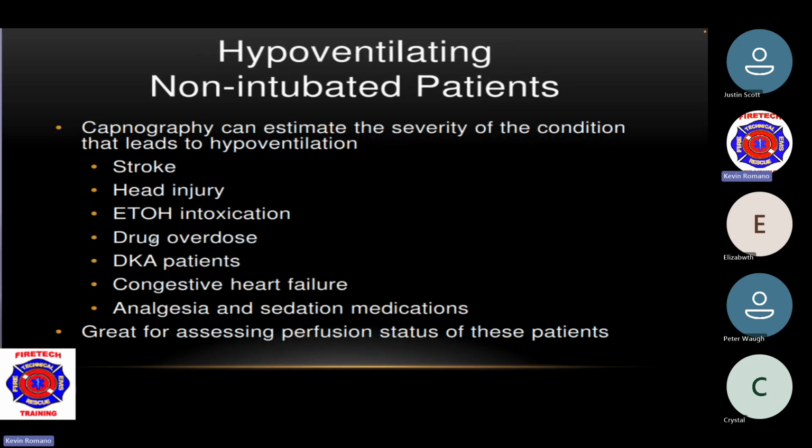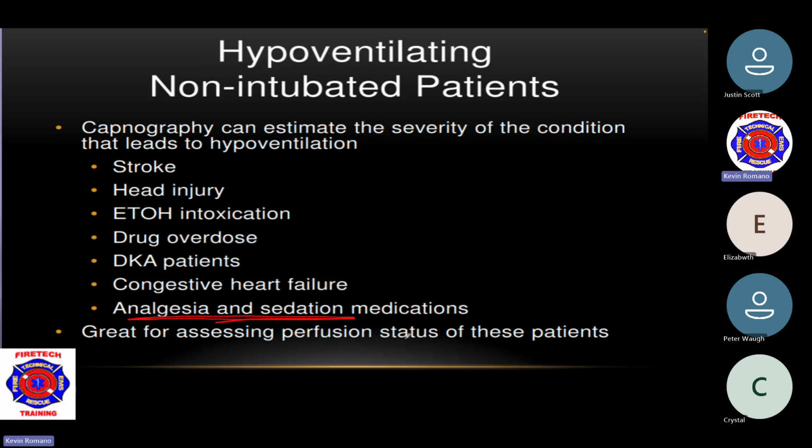We can also look at using these here and estimate the severity of the condition that leads to hypoventilation: stroke, head injury, ETOH intoxication, drug overdose, diabetic ketoacidosis patients, congestive heart failure, analgesia and sedation medications. Medics, very important for this. We're giving pain meds. We can knock patients out with it, so if we give too much, we need to monitor them. All right.